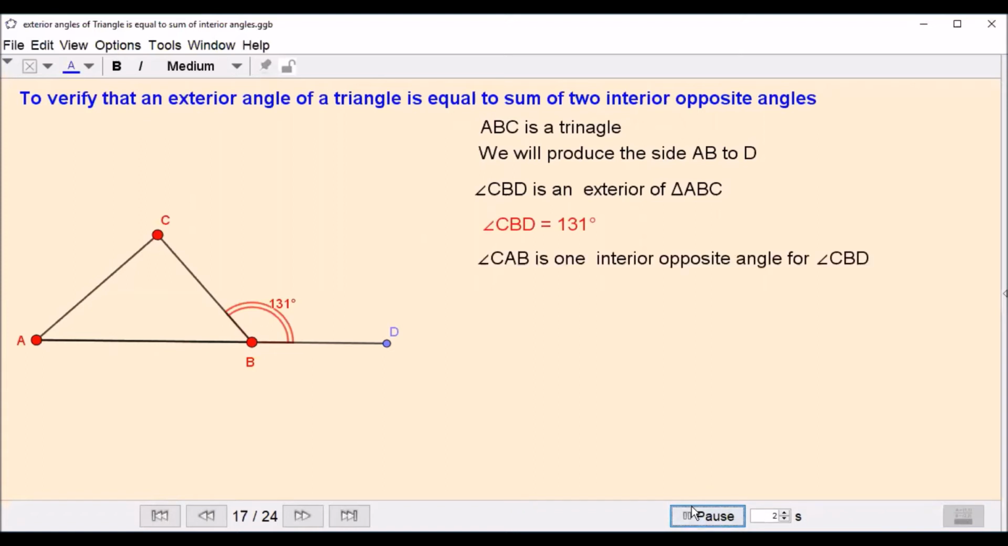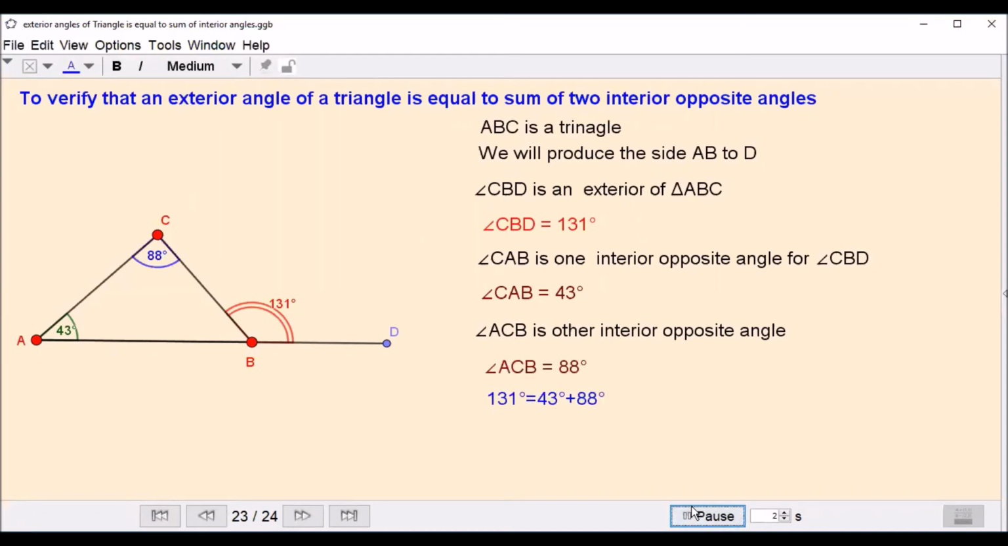CBD is equal to 131. We have measured it. And CAB is another interior opposite angle and it is 43. ACB is the other interior angle. It is 88. You can verify that 43 plus 88 is equal to 131. So this is the verification, and we have used a software, GeoGebra. You can also download this. You can do it at home.